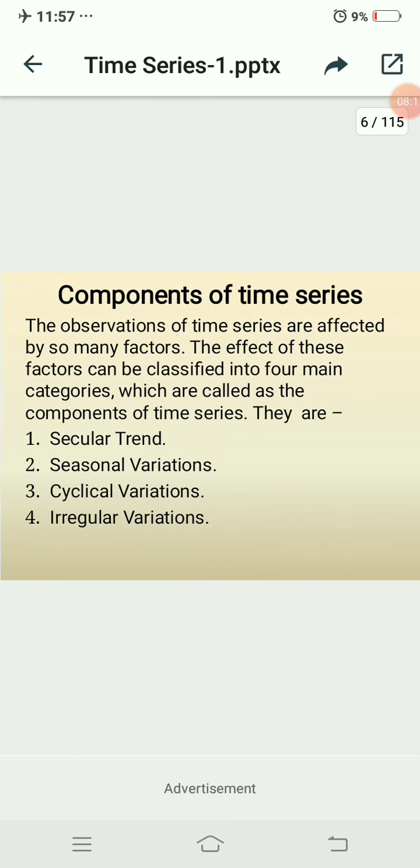Okay, next comes the components of time series. Here, the observations of a time series are affected by so many factors. The effect of these factors can be classified into 4 main categories. Those are the components of time series. Okay, here comes the 2 marks question. What are the components of time series? Okay, it's very important for 2 marks in your annual exams.